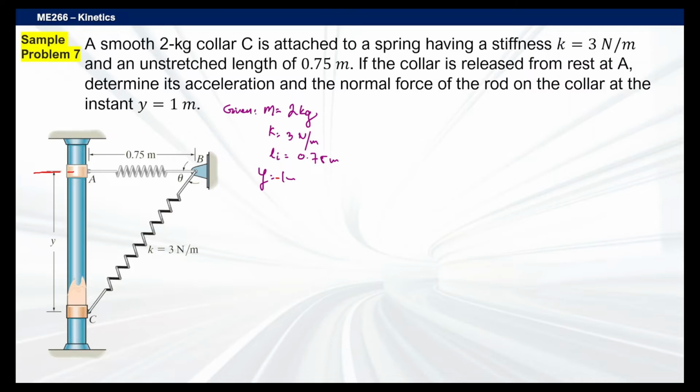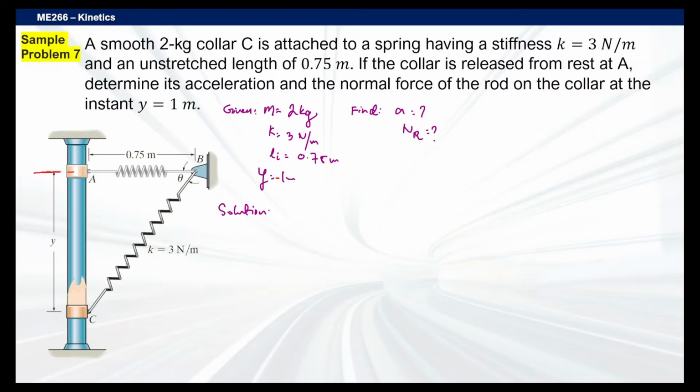Okay. I wonder if I could increase the size of the pen. No, not much. Okay, then what is our requirement here? We're here to determine the acceleration and of course the normal force of the rod. In this particular case, I'm just going to call it normal force N_R. So for our solution, we first have to establish our FBD. We don't need the FBD here. We want the FBD representing the collar at point C.